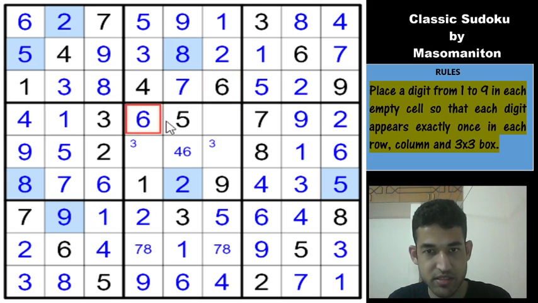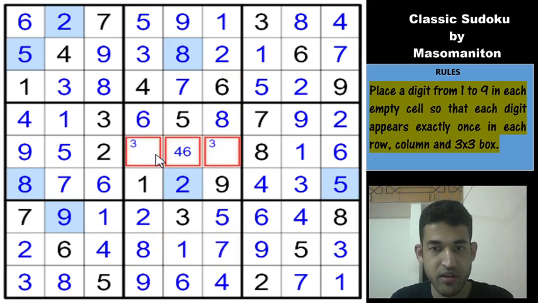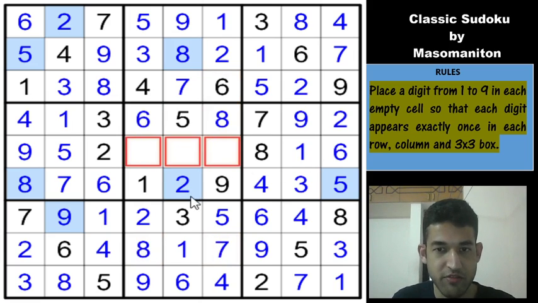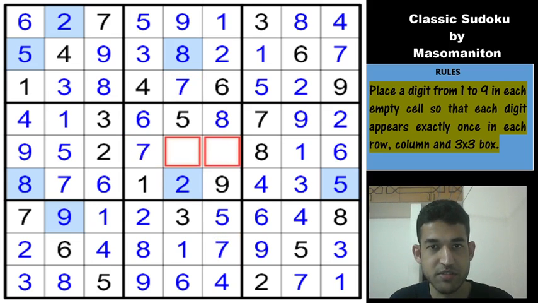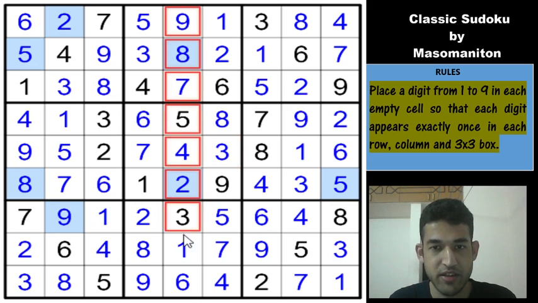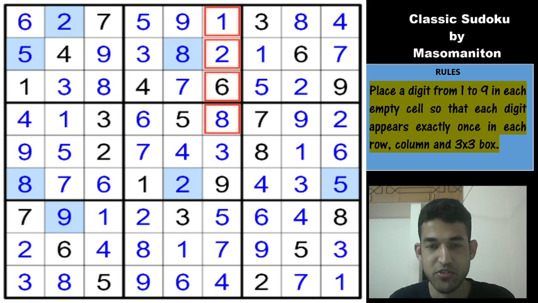So this is 6, this is 8, which means this is 8 and this is 7, and these three cells must be 3, 4, 7, right? But 7 is in here, so this is a 7, and these two cells must be 3, 4. Okay, 4 is here, so this is 4 and this is 3. And with that, we have completed the Sudoku.